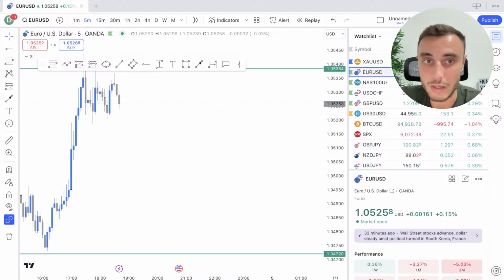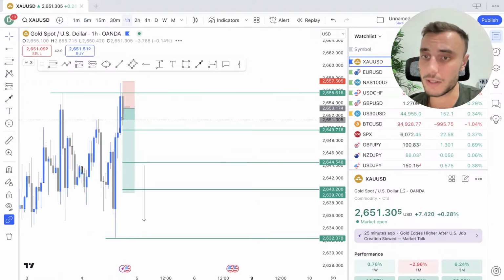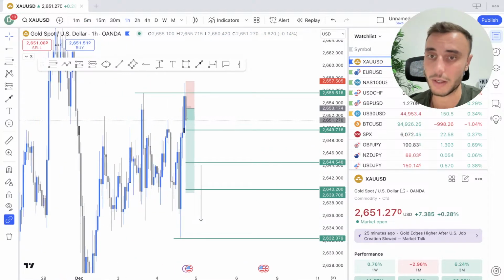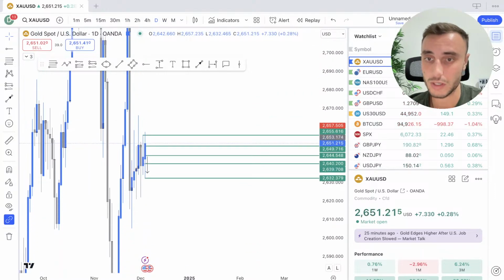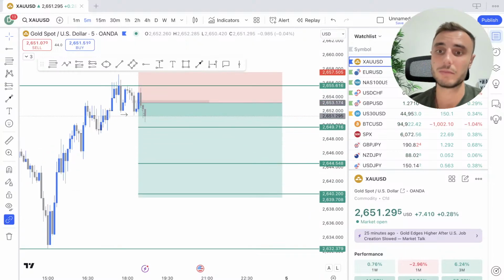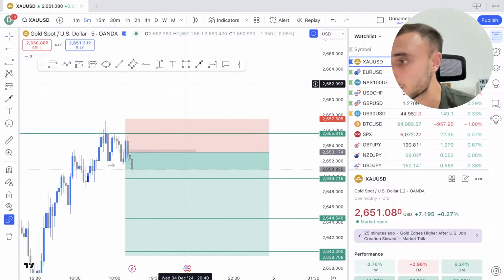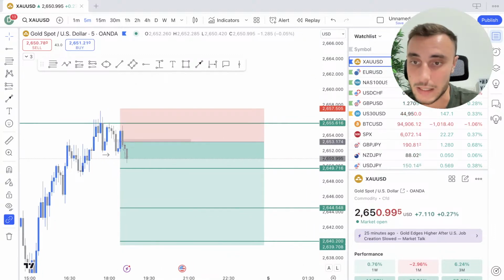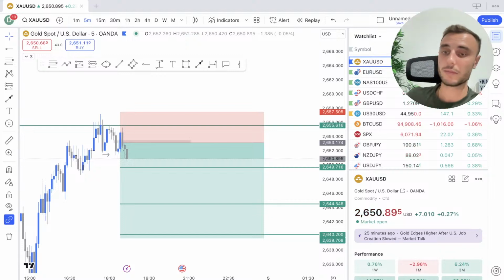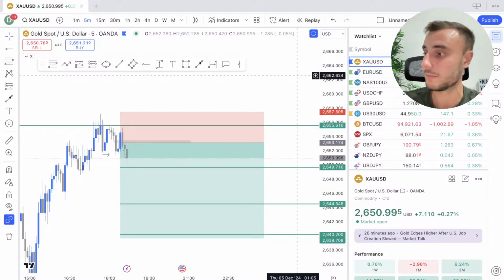Like I said, it was a valid entry. We had a beautiful sweep on the hourly time frame. We swept this level here, okay? And daily bias was also bearish on gold. So definitely a valid trade, even if from here it will reverse and hit my stop loss. I'm going to be totally okay with this trade. That's how I view it.